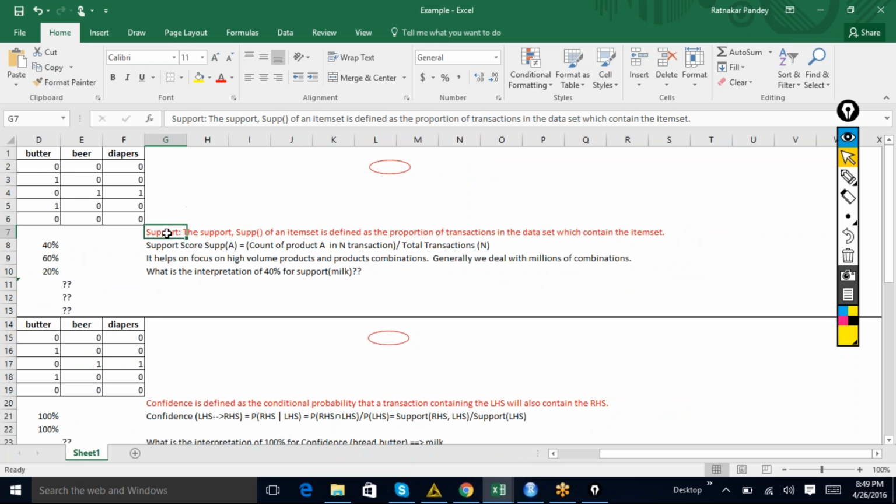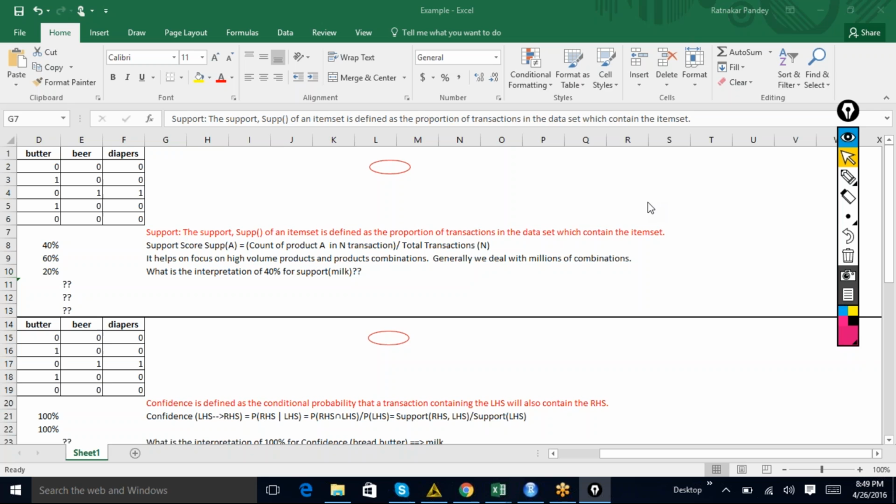So whenever you say that the support of milk is, let's say, X%, what it means is that if I look at my 100% of transactions, that percent of transactions have milk bought in them, right? Which is basically looking at the frequency. So what percent of the transactions have milk bought?